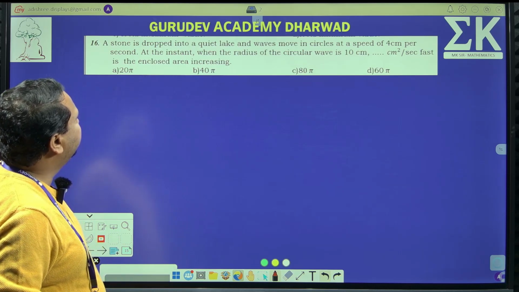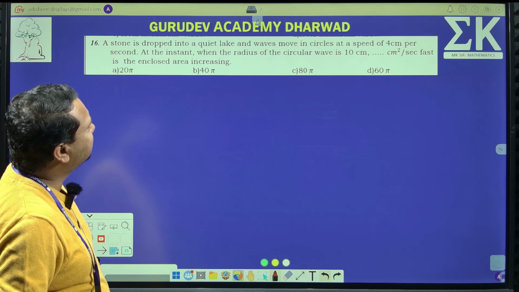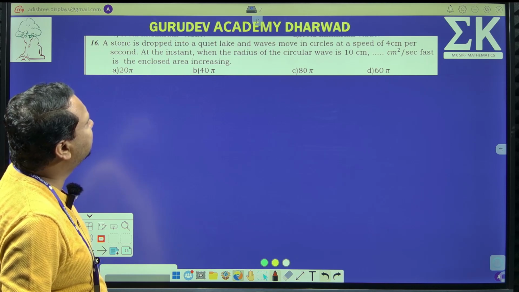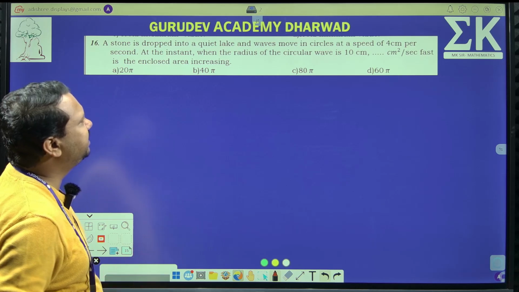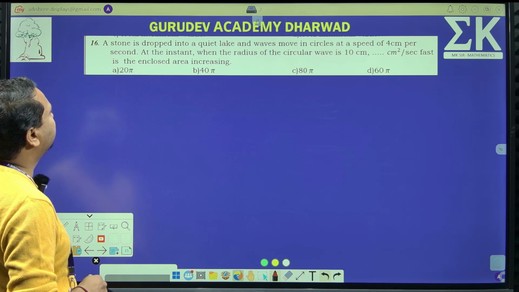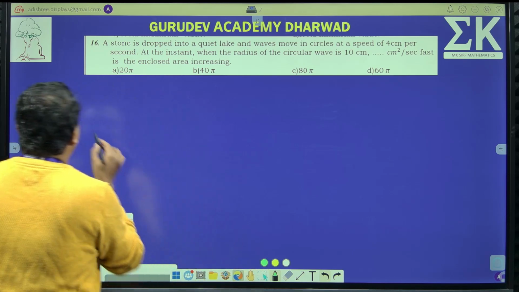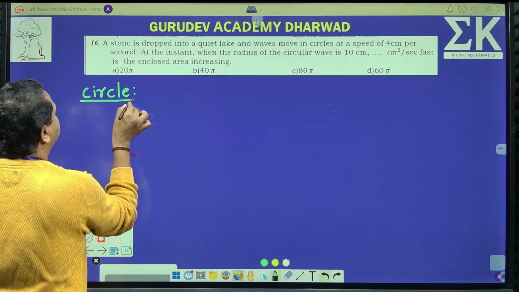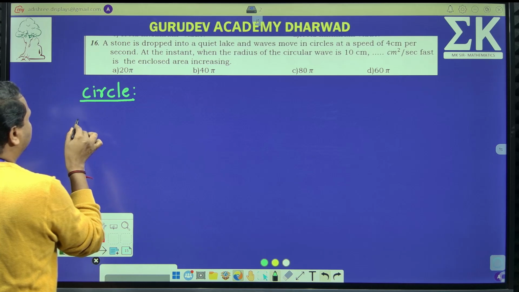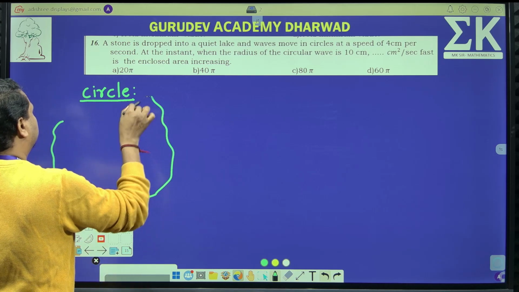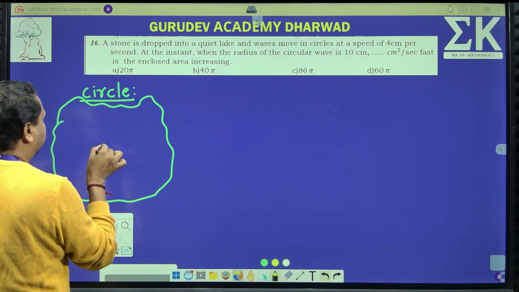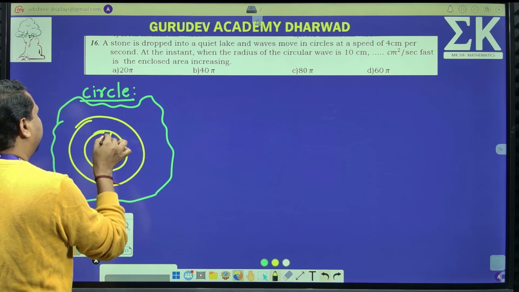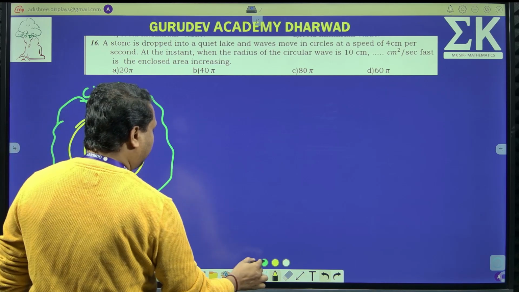A stone is dropped into a quiet lake and waves move in a circle at a speed of 4 cm per second. At the instant when the radius of the circular wave is 10 cm, how fast is the enclosed area increasing, in centimeter square per second? So let me understand. The geometrical figure is a circle having radius r. There is a lake, and the waves are moving in circles. I think we are talking about concentric circles with different radii. Correct?